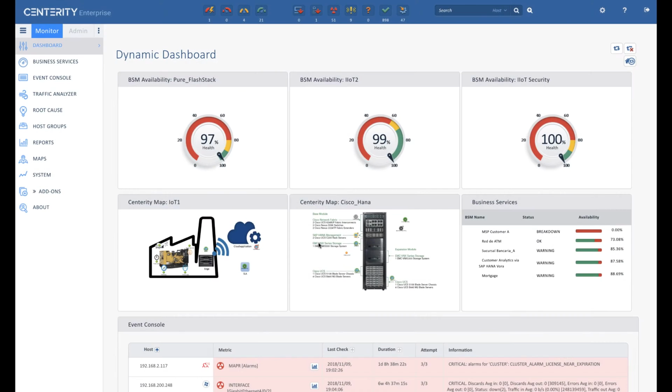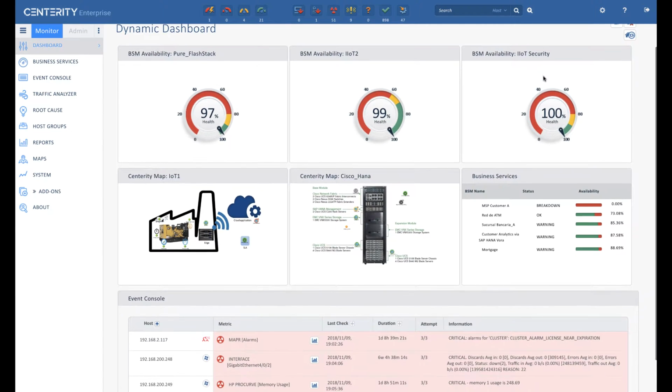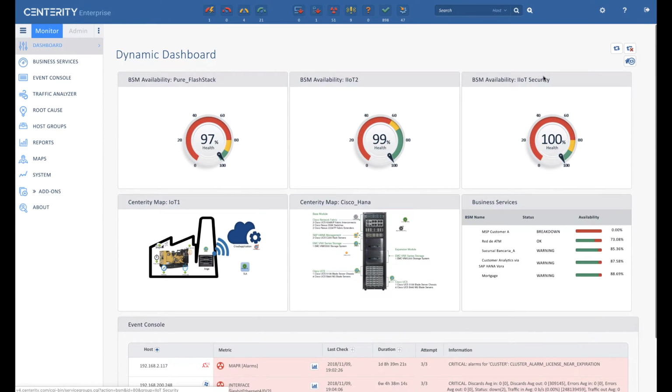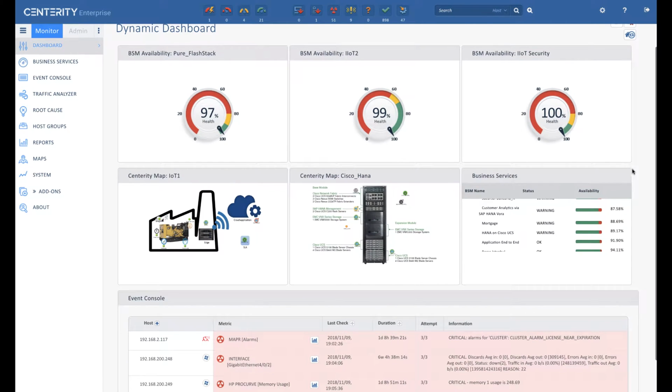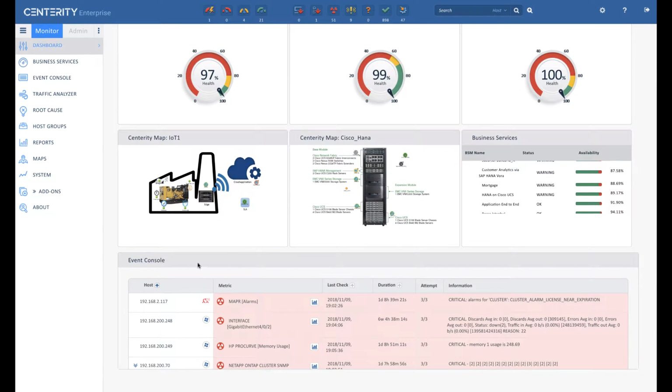The Centerity dashboard is the first thing that we encounter once we enter Centerity. This dashboard is comprised of a variety of widgets that the customer can select, and there are about 50 different widget choices. We can see here the business services, some maps, the overall critical business service overview, and then we also have our event console.